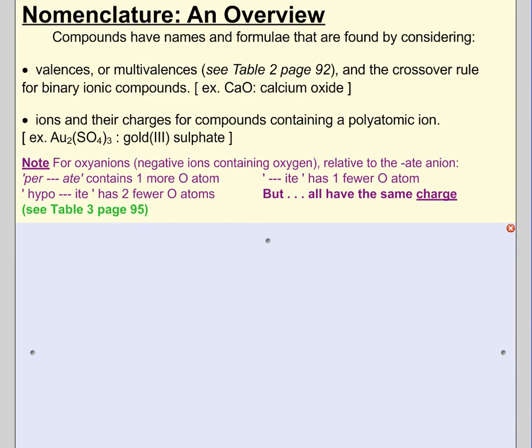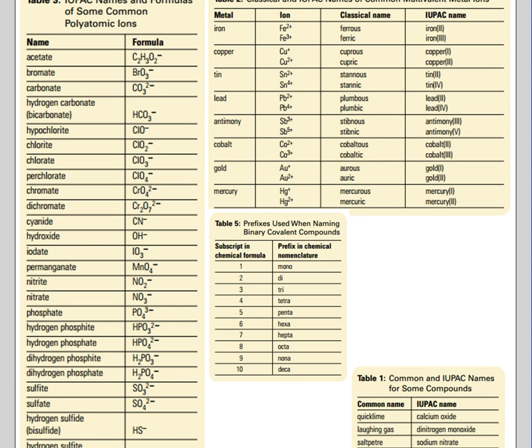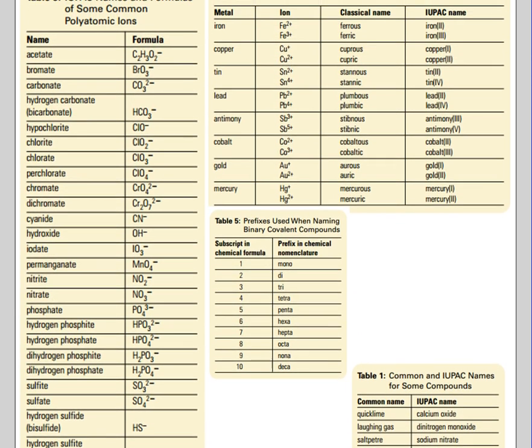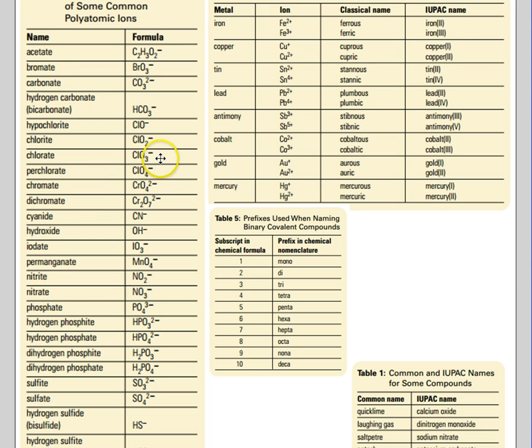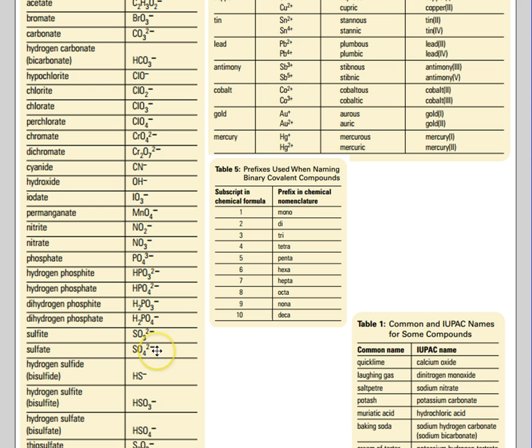So for example, if we look at our table here, we see that phosphite would be... actually, some of the oxyanions are not included. Here would be an example: chlorate, chlorite, hypochlorite. We have iodate. We don't have iodite. They don't include many of the related ions. We have sulfate, SO4 2 negative. We have sulfite, SO3 2 negative.